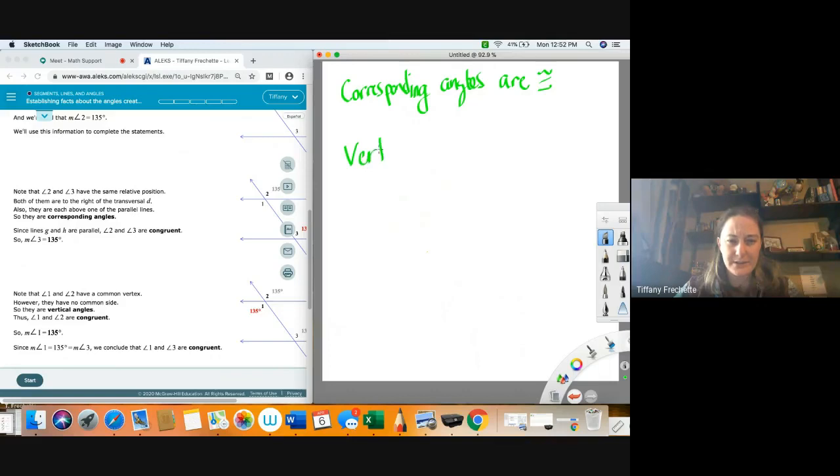Vertical angles do not require parallel lines at all. So vertical angles don't require any kind of parallel lines. All it requires is that you have two lines that cross like this. So here we have two lines. Anytime two lines cross like this, you can go across the vertex, and those two angles are congruent.